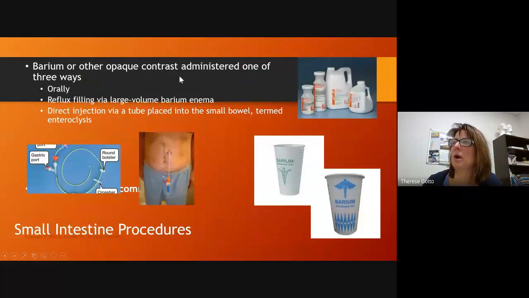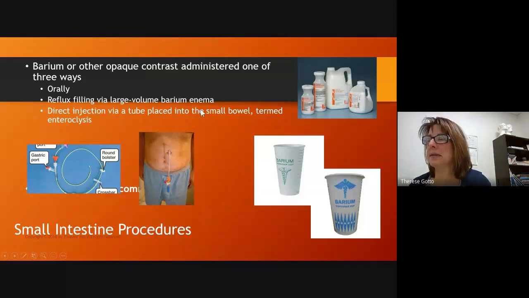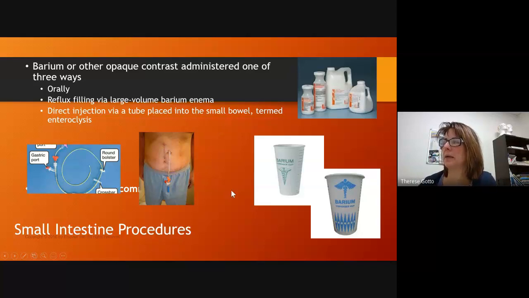Okay, barium and other contrast can be administered one of 3 ways. Usually we see it orally, but if you're in the hospital setting, you can see it through reflux filling, okay, BEs for example, or a direct injection through a tube, okay, placed into the small bowel or the stomach. And remember, these tubes, depending on where they're placed, have a different type of name, okay? And when we do enteroclysis protocols in the outpatient setting, we're doing oral barium and then taking pictures in the CT scanner or the MRI scanner.